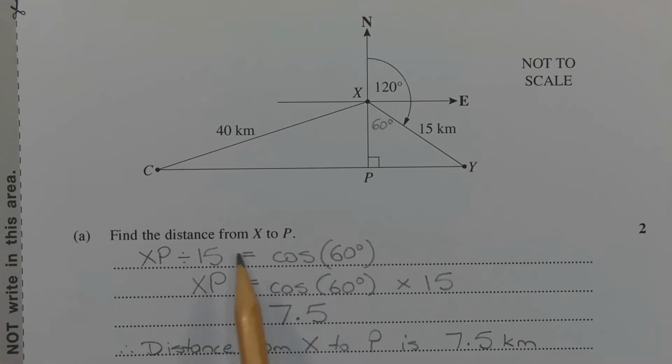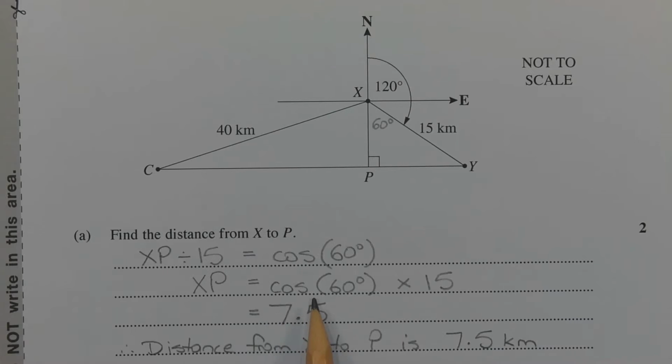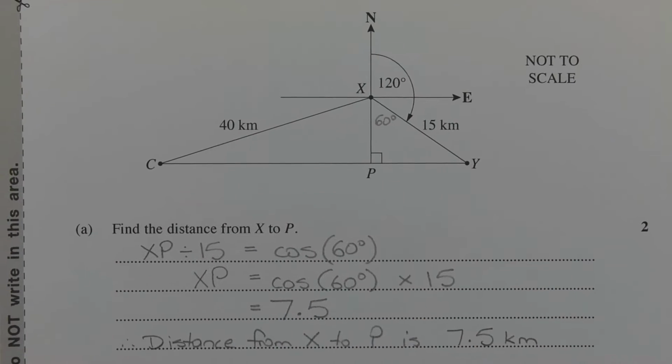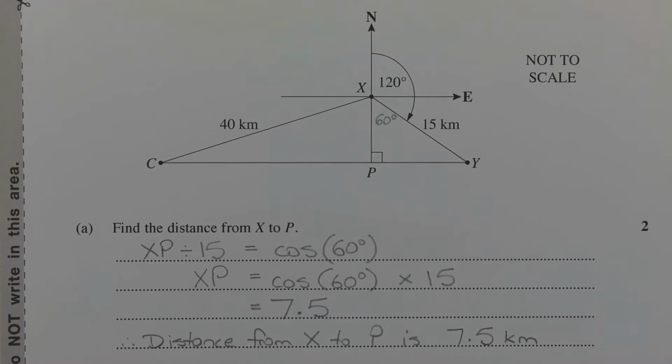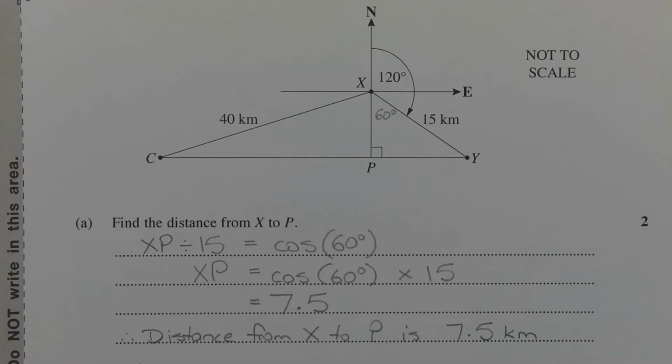Multiplying both sides of this equation by 15 to make XP the subject, we get XP is equal to cos 60 degrees times 15, which equals 7.5. Therefore, the distance from X to P is 7.5 kilometers.